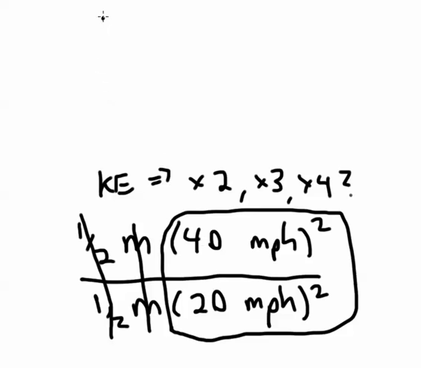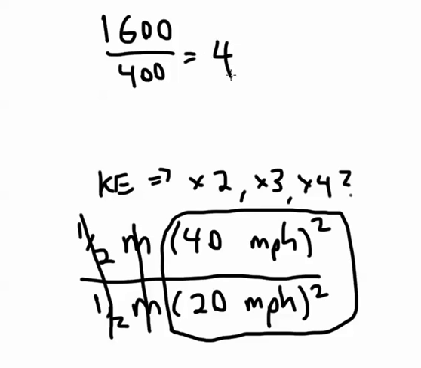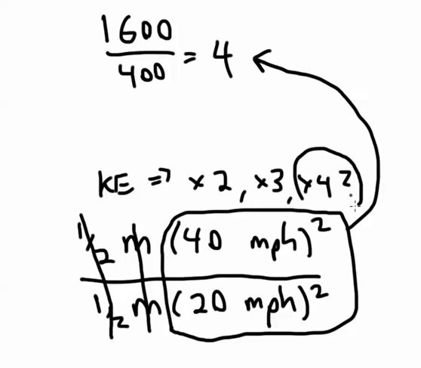So 40 squared is 1,600, 20 squared is 400, so that is equal to 4. So this kinetic energy ratio is 4, which means that the kinetic energy is 4 times as much in the fast car as in the slow car. Well, that was a fair amount of work. Is there something that we can do that will give us the answer faster than that?